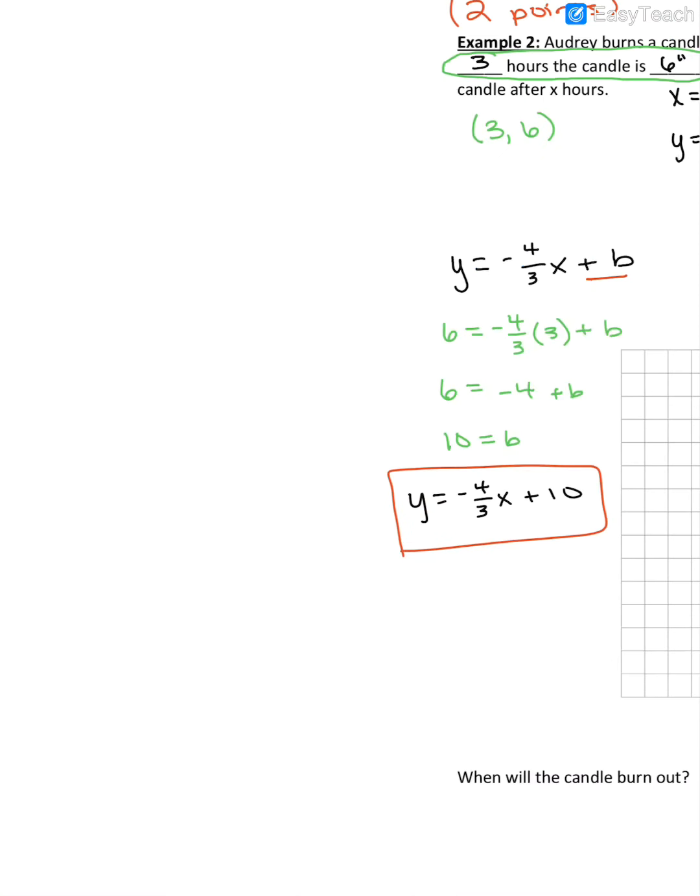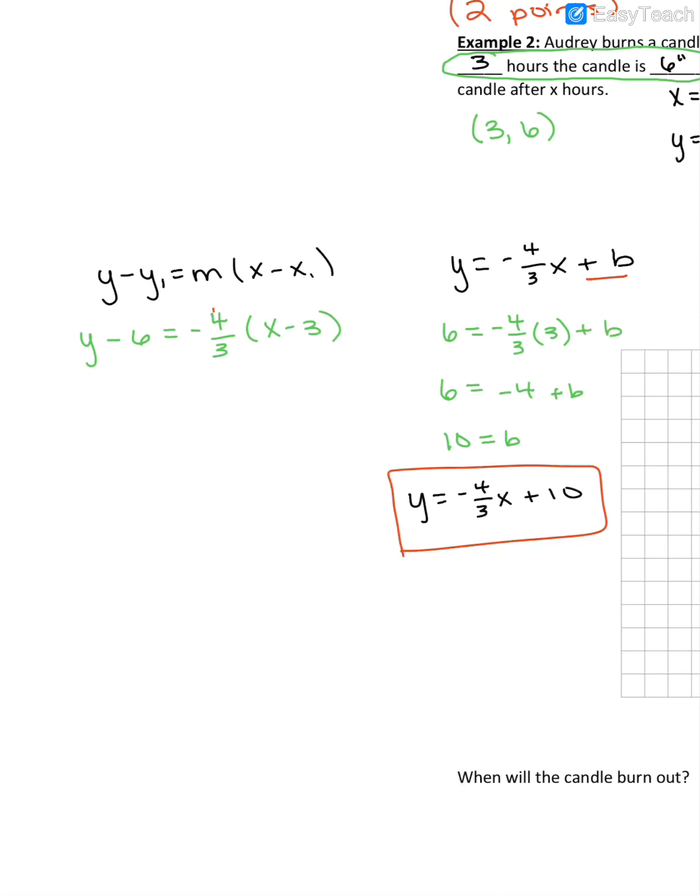The other way to do it is to write it in point slope form, which is y minus y1 equals m times the quantity of x minus x1. You can choose which way you like better. It does not matter to me. Okay. Plug in the slope and one of the points. Again, you can choose which point you use. I would probably use the 3, 6 point. So I'd have y minus 6 equals, my slope was negative 4/3 times x minus 3.